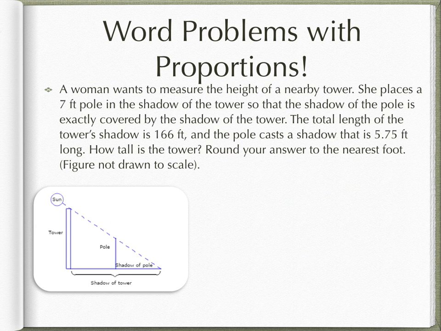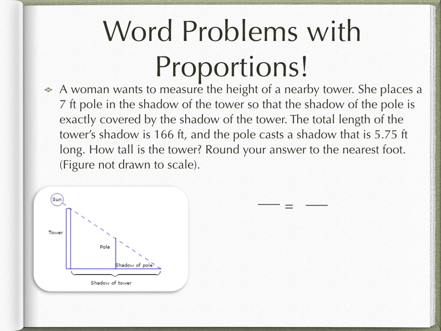Okay, let's go ahead and try another problem. So a woman wants to measure the height of a nearby tower. She places a 7-foot pole in the shadow of the tower so that the shadow of the pole is exactly covered by the shadow of the tower. The total length of the tower's shadow is 166 feet, and the pole casts a shadow that is 5 75 feet long. How tall is the tower? Round your answer to the nearest foot.